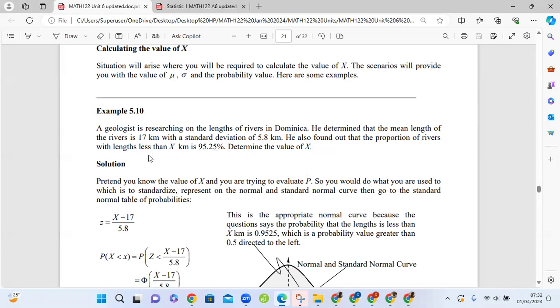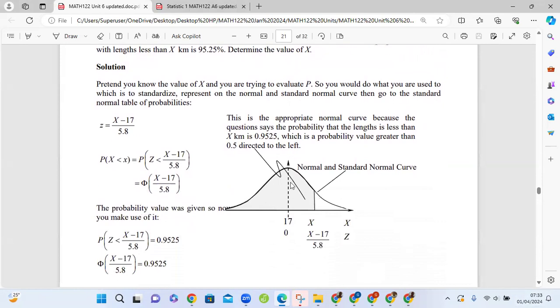The proportion that X is less than x. Okay, X is less than a certain value. By the way, that should be lowercase x, meaning that you are shading a probability region which is greater than 0.5 towards the left. Okay, and here it is.